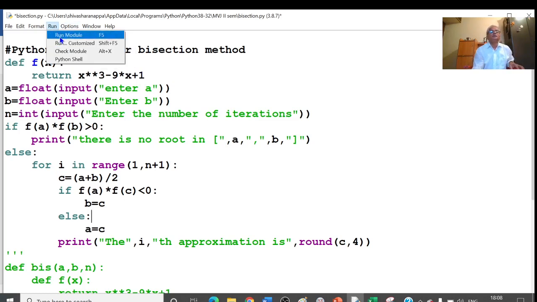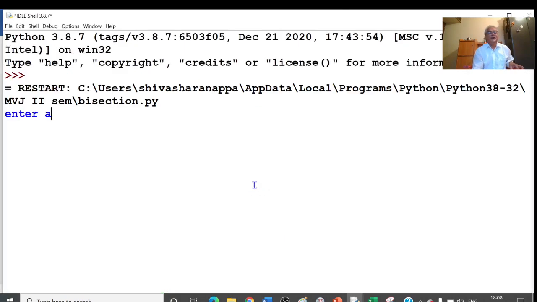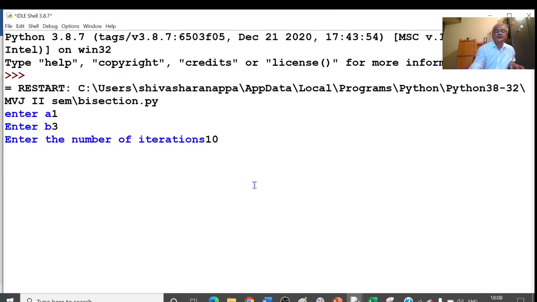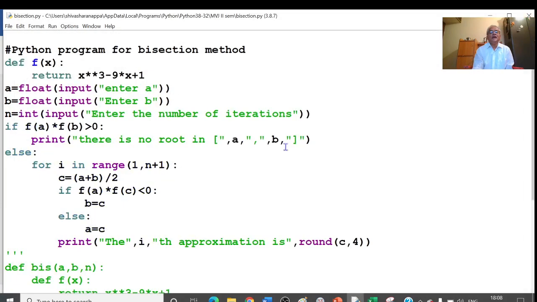Run module. Okay, enter A, 1, enter the value B, 3, number of iterations 10, enter. Okay, so I am getting all the approximated values. So here every time I am executing, running this program.